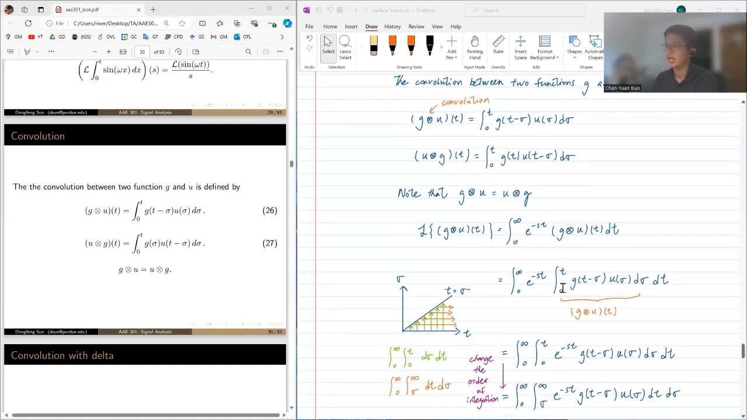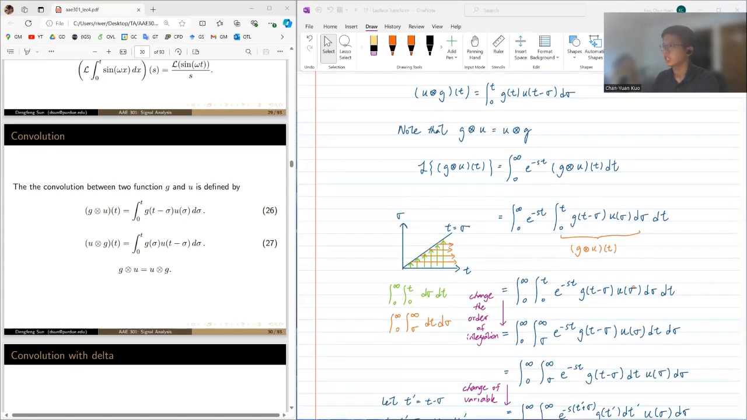Now let's take a look at the Laplace transform of the convolution between g and u. So first, let's follow the definition of the Laplace transform, and we will see that the Laplace transform of this convolution will equal the integration of e to the negative st times the convolution between g and u from 0 to infinity with respect to t.